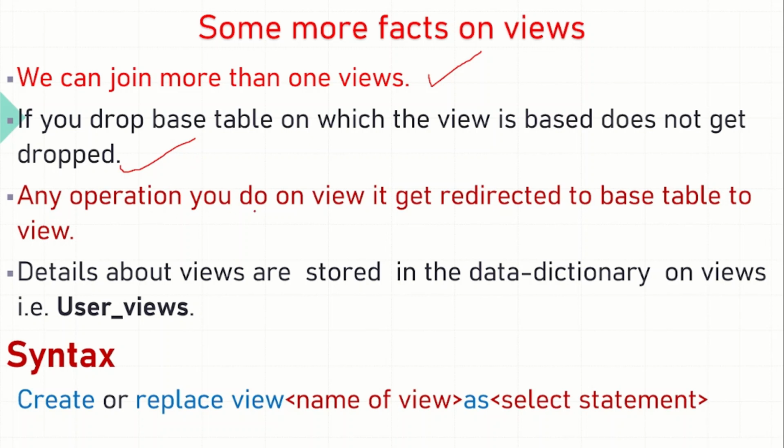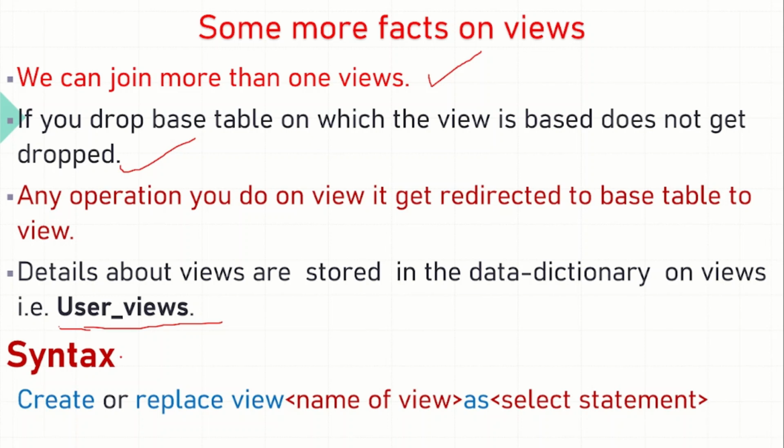Any operation you do on a view gets directed to the base table. That's why I said that a view does not occupy any space, because whatever query you do on a view gets directed to the base table and data is fetched from there only. Details about views are stored in the data dictionary view user_views. If you want to know how many views are created under a particular user, you can simply write select star from user_views, and you will be able to get the list of views available under this user.